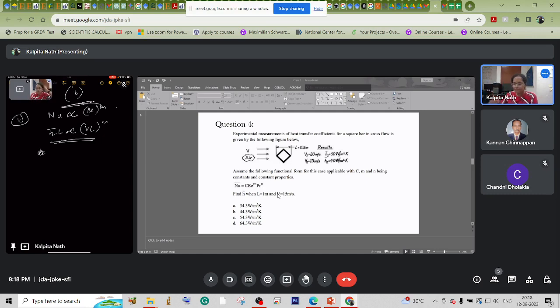Have you solved it? Ma'am, the value of m is coming as 0.78. Then use that for the next case, and use one or two cases as reference, and do the same thing. Tell me what is the final answer.